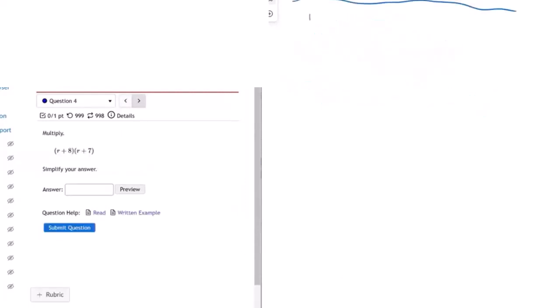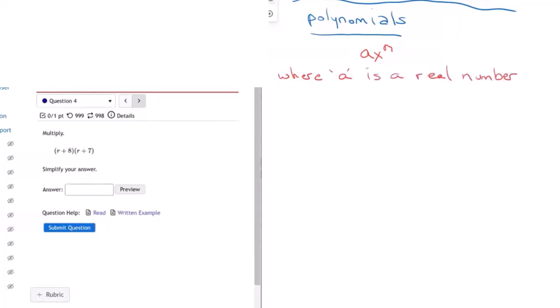We have what's called polynomials. Every term in a polynomial has to be of the form ax to the n power, where a is a real number. Any number that's on the number line is a real number, and it is called the coefficient.